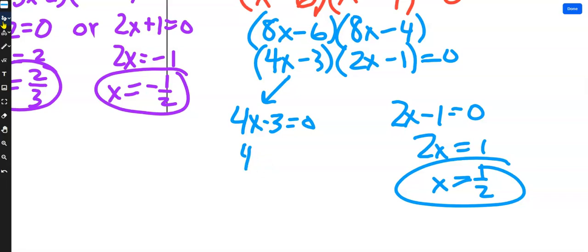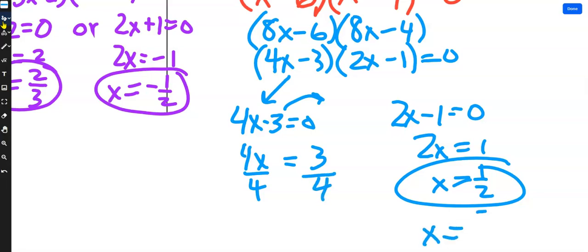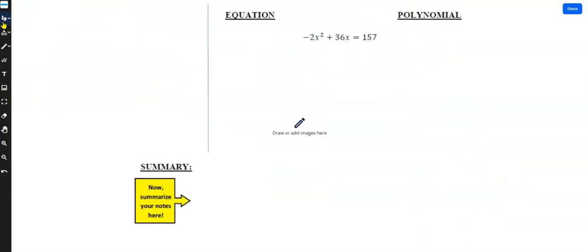Whoops. I take the 3 to the other side. 4x equals 3. Dividing out the 4, the other x value is 3/4. Gotta figure out what they're thinking here.